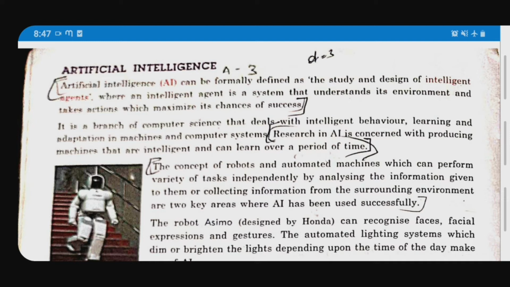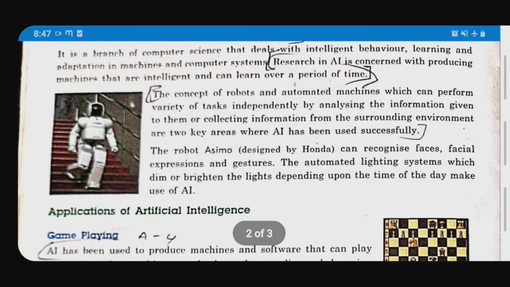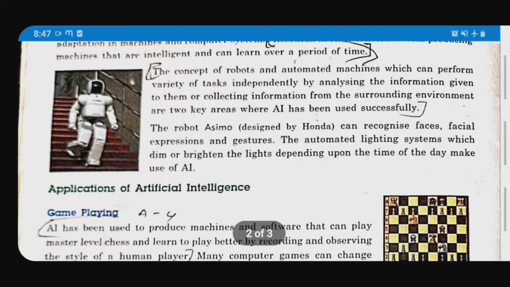The concepts of robots and automated machines which can perform a variety of tasks independently, by analyzing the information given to them or collecting information from the surrounding environment, are two key areas where AI has been used successfully. So the inventions we are seeing nowadays are all made by artificial intelligence. The robot Asimo, designed by Honda, can recognize faces, facial expressions and gestures. The automated lighting systems which dim or brighten the light depending upon the time of the day make use of AI. Next is application of artificial intelligence.